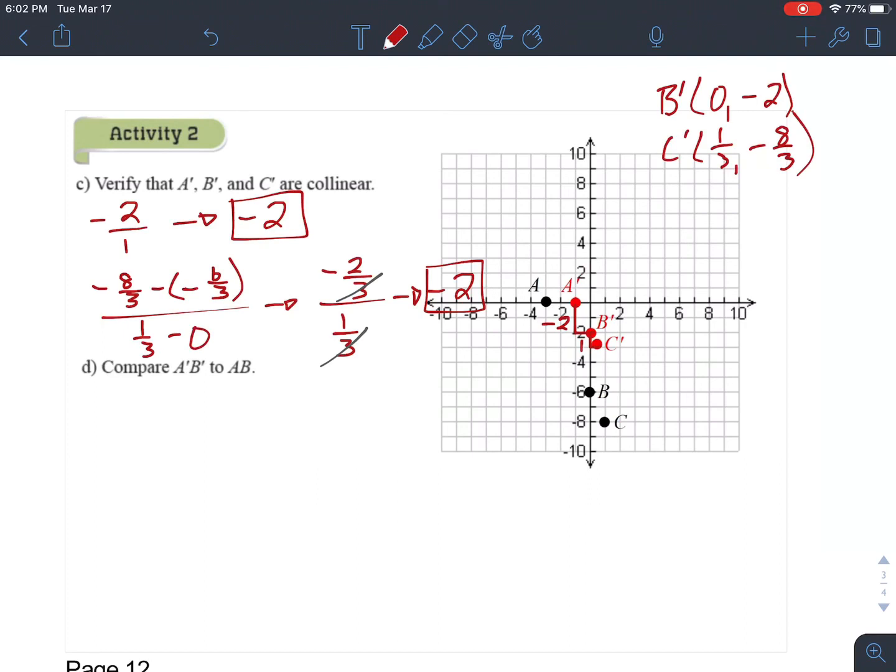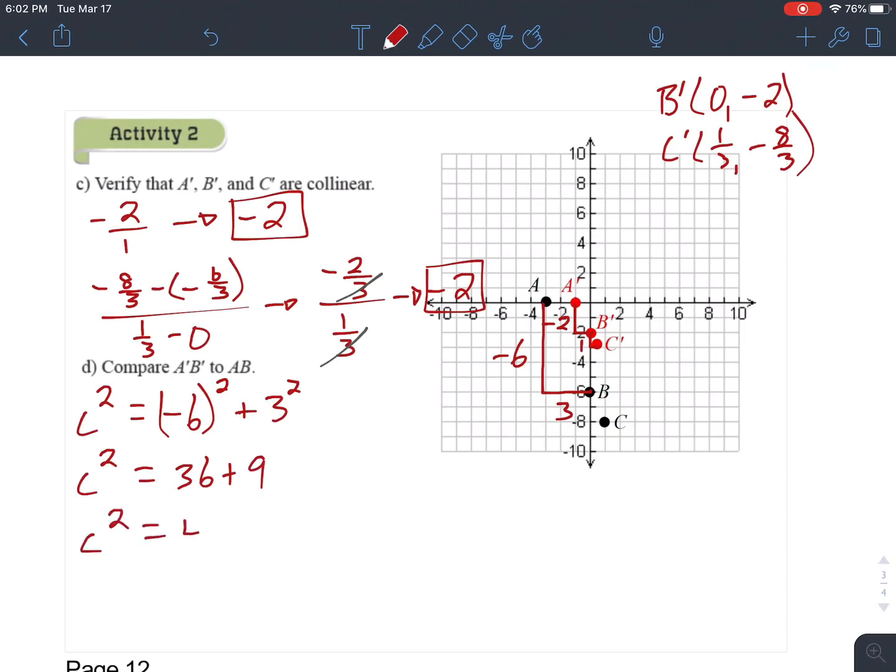Then the last part, compare A prime, B prime to AB. Remember that this here is telling us to find the lengths. So if we are supposed to find the length of AB, we know that we are going down 6 and going to the right 3. So we're going to have to use the Pythagorean Theorem there. We're going to get c squared is equal to 36 plus 9. We get 45. And we can simplify that into square root of 9 and square root of 5. So we know that the length of AB is going to be 3 root 5.